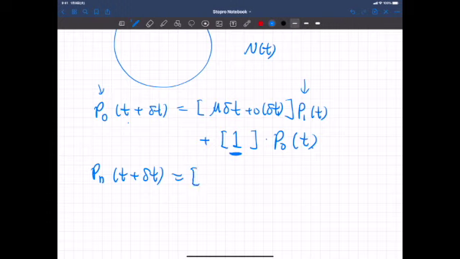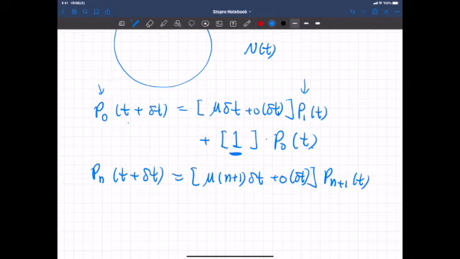First, there were n plus 1 individuals at time t and someone died. So this is one scenario, n plus 1 individuals at time t. Or there were already n individuals in the population and no one died during delta t. So that probability is 1 minus mu n delta t plus some small term of higher order than delta t, times Pn of t.